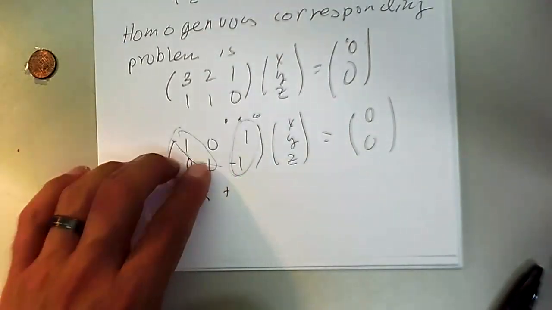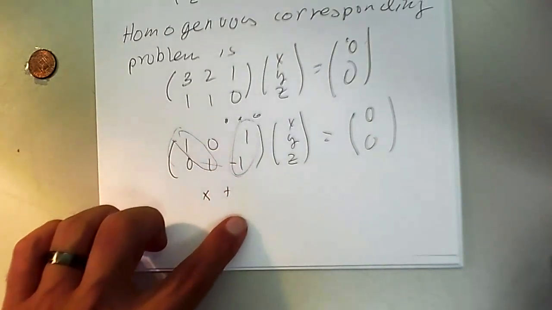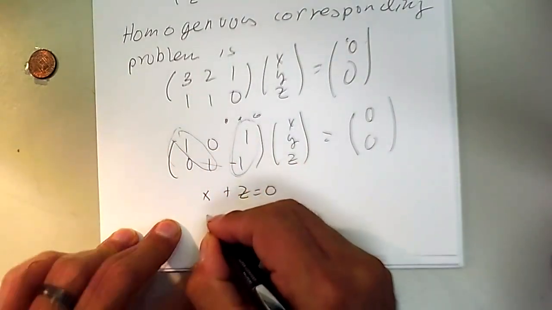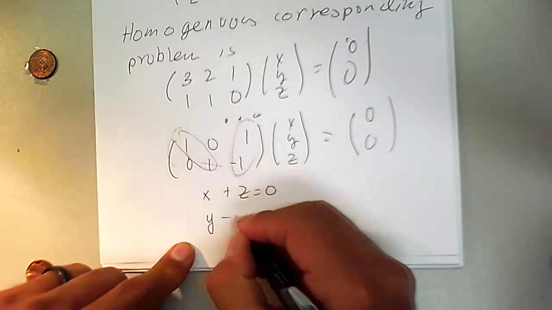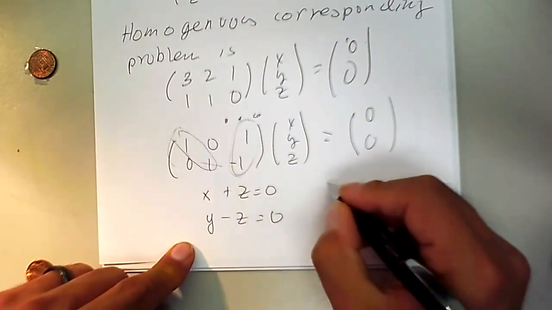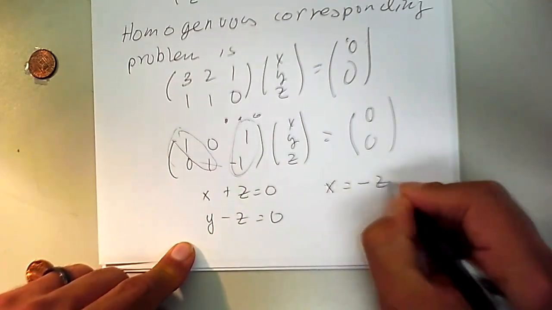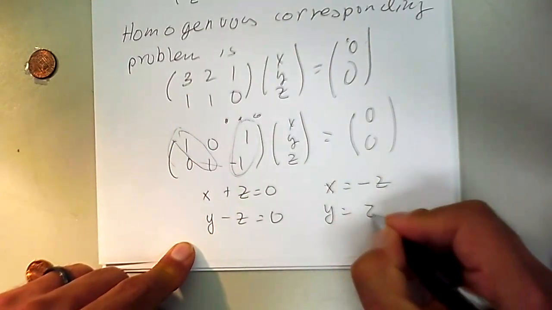Yep, x plus z equals 0, and y minus z equals 0. That makes things really easy. That means that x equals negative z and y equals positive z.